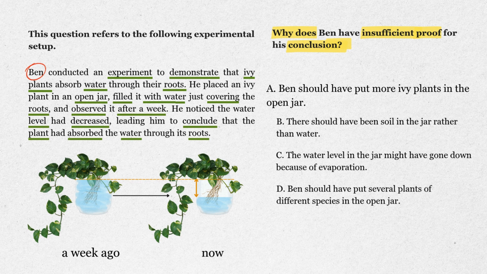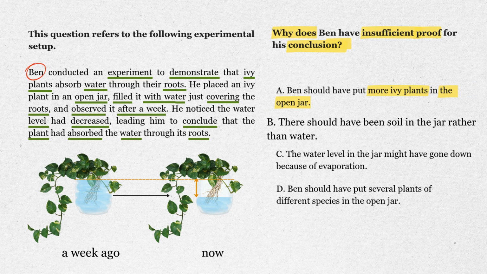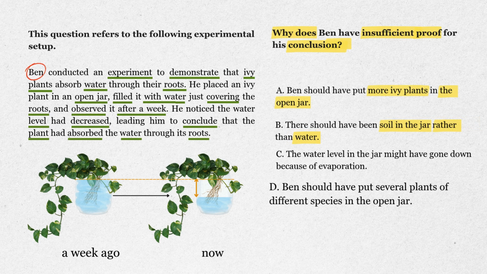A. Ben should have put more ivy plants in the open jar. More plants don't solve the flaw. They'd all still lack a control for evaporation. B. There should have been soil in the jar rather than water. Soil isn't required to test root water uptake. That doesn't address the alternative explanation. D. Ben should have put several plants of different species in the open jar. This adds new variables and makes the test less focused.